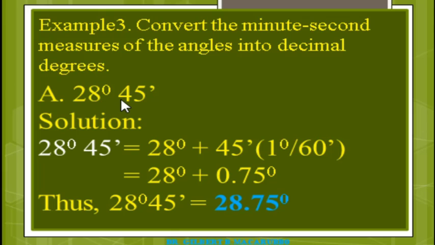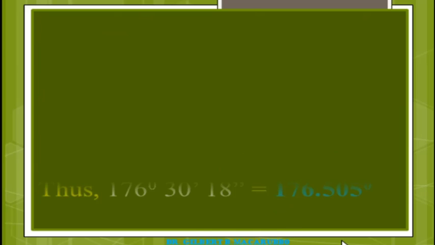Letter A, 28 degrees and 45 minutes. 28 degrees and 45 minutes is just equal to 28 degrees plus 45 minutes times 1 degree over 60 minutes, so that minute will be cancelled out. This is just equal to 28 degrees plus 0.75 degrees. Thus, 28 degrees and 45 minutes is the same as 28.75 degrees.